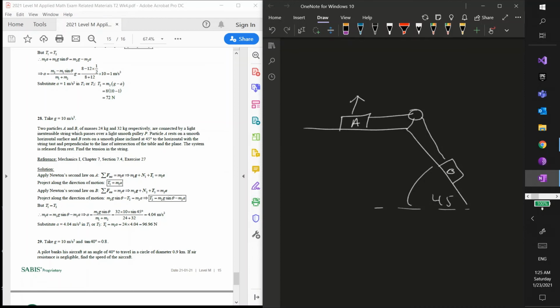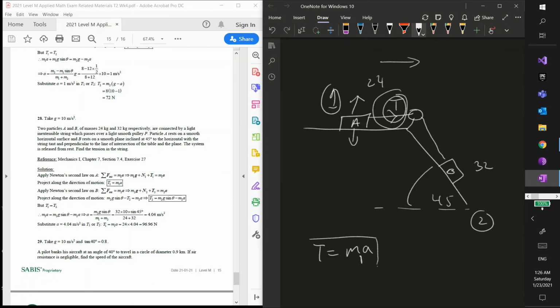Meaning there's no friction. Here there's no friction, so you only have the tension here, and that's it. Now what you would do here is say tension is equal to m1a. Let's call this 1 and this 2. This one's 32 kilograms and this one's 24 kilograms, so it moves downwards. Positive direction is like that. So you only have one force acting, which is T. Newton's second law, T equals m1a.